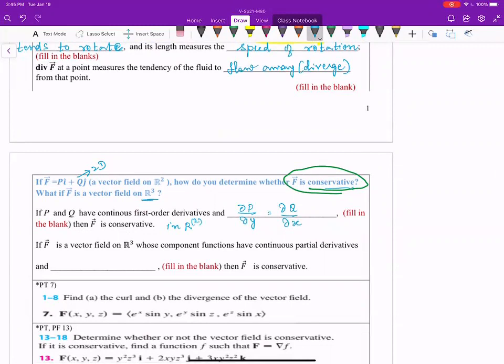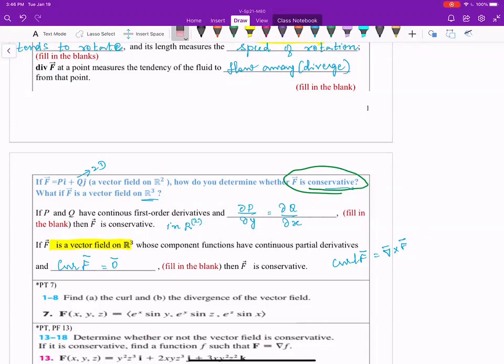If F is a vector field in R3 whose component functions have continuous partial derivatives and curl F equal to 0 vector, what is curl F? Curl F is the same as del cross F. So if del cross F equals 0 vector, if curl F equals 0 vector, then F is conservative.